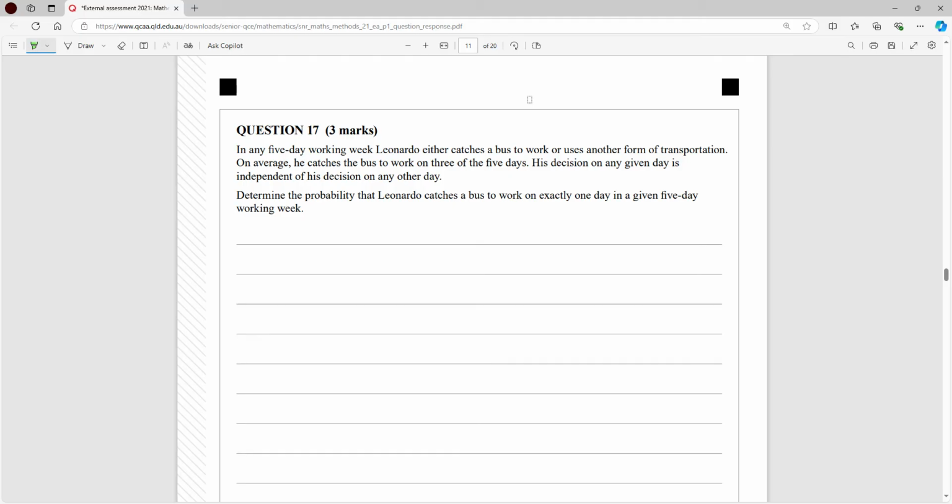So that means the probability that he chooses to catch the bus to work or use another form of transportation is going to be a constant probability, okay? Determine the probability that Leonardo catches a bus to work exactly once in a given 5-day working week, okay? So here, the probability that he catches the bus to work is 3 out of the 5 days. So it's 3 divided by 5, okay? Now, what we're after is the probability when x is equal to 1, because we want to know exactly when it's 1 day of the week, okay?